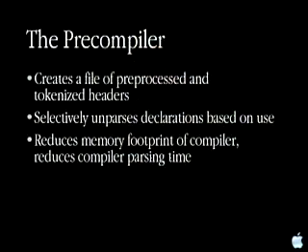Let's talk a little bit about the precompiler. The precompiler creates a file of preprocessed and tokenized headers. So it basically takes the group of headers that we have for, say, Carbon or Cocoa, and it tokenizes them and puts them all into one big file that we can then access. The big thing for us is that it not only does this, which reduces some of our I/O costs and reduces some of our lexing costs, but it also, at compile time, selectively unparses the declarations based on what's used.